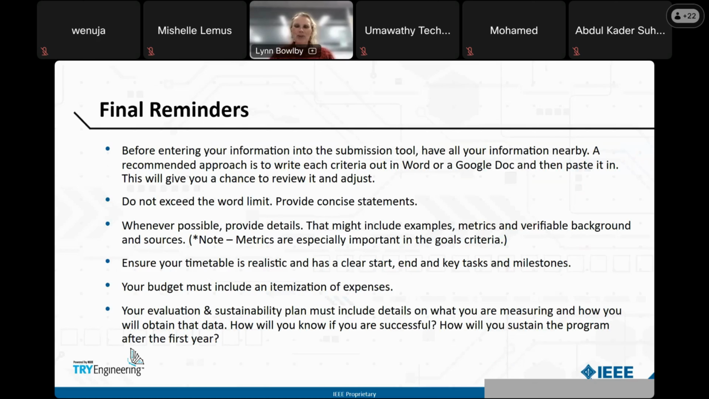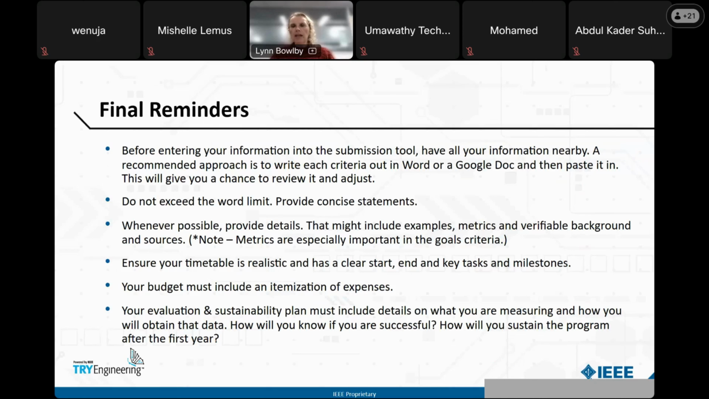It's just a really important thing for our reviewers to see the impact your program is making and how you'll obtain that data. So again, how will you know if you're being successful? You're not just running the event just to run the event. You want to really understand its success, what the participants have learned, and then get some feedback on how they enjoyed the program, that you could make changes to it going forward.